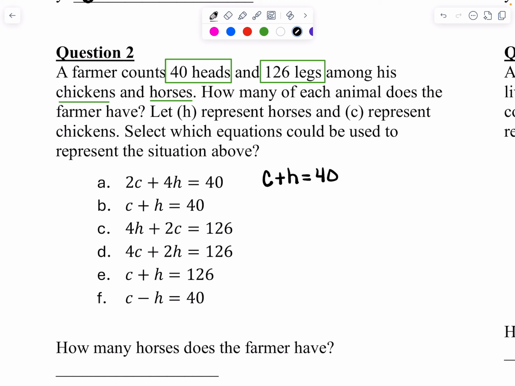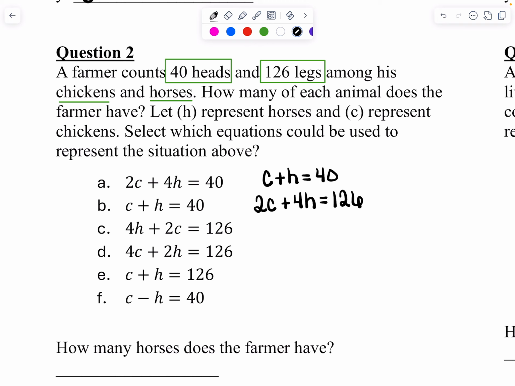All right, now when we talk about legs, a chicken has 2 legs per chicken. And then there's 4 legs per horse. And the total legs that he saw was 126. Now that is the information I need to select my equations.